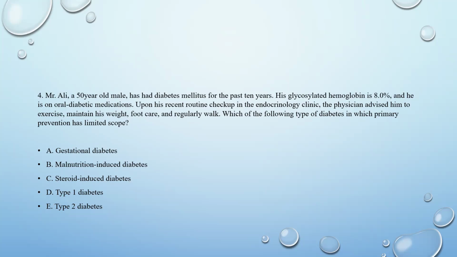MCQ 4. Mr. Ali, a 50-year-old male, has had diabetes mellitus for the past 10 years. His glycosylated hemoglobin is 8%, and he is on oral diabetic medications. Upon his recent routine checkup in the endocrinology clinic, the physician advised him to exercise, maintain his weight, foot care, and regularly walk. Which of the following types of diabetes has limited scope for primary prevention? A. Gestational diabetes, B. Malnutrition induced diabetes, C. Steroid induced diabetes, D. Type 1 diabetes, E. Type 2 diabetes. D. Delta. Yes, D is the right answer.